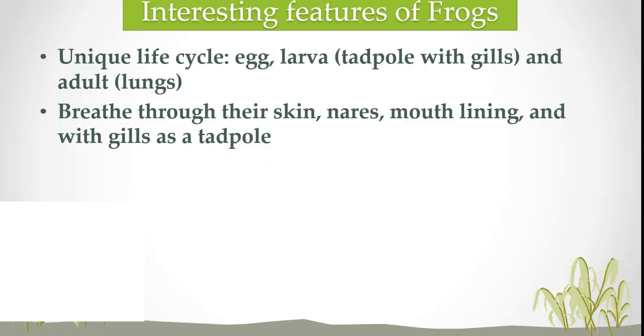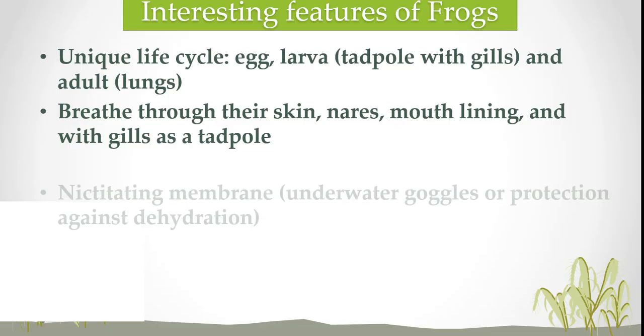Here we go. I need you to write this down. They have these 4 things: their skin, their nasal openings, called the nares, which are their nostrils, the lining of their mouth, and gills as larvae, and lungs as adults. So we have adult lungs right there. So lots of ways of getting oxygen. That becomes very efficient that way.